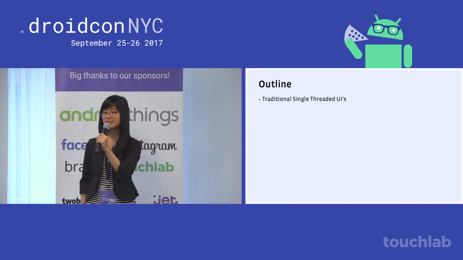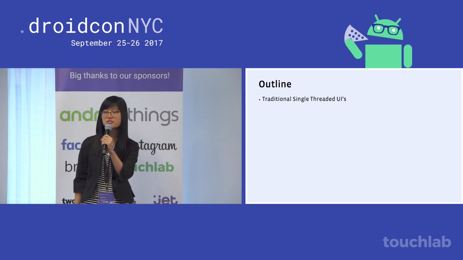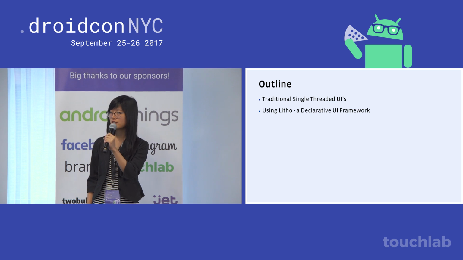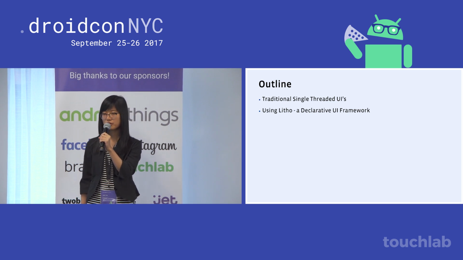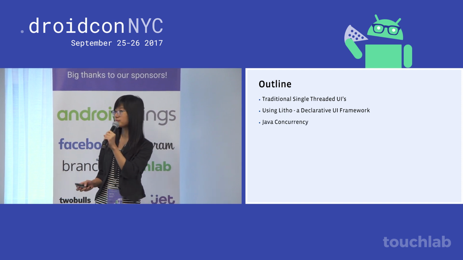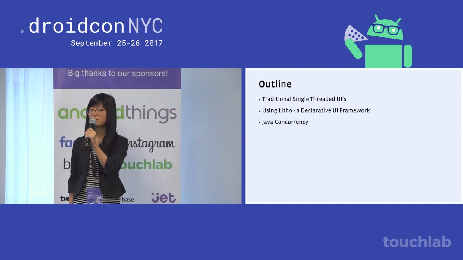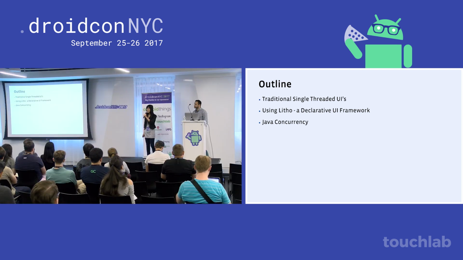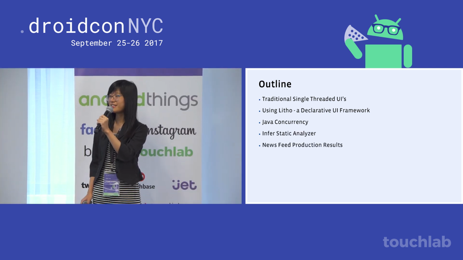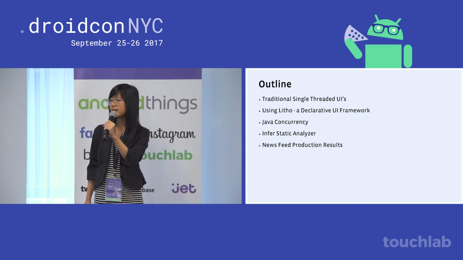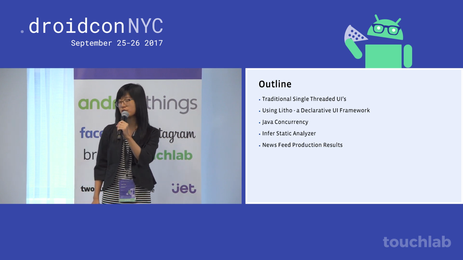First, we'll talk about why traditionally Android has been UI thread only. And then we'll introduce Litho, a declarative UI framework, and how it helps support multi-threaded rendering. Next, we'll discuss thread safety, where concurrency issues can be hiding, and how the Infer static analyzer can help find those bugs. And finally, we'll conclude with what we got and what we learned when we used Litho and Infer to make Android newsfeed multi-threaded rendering.